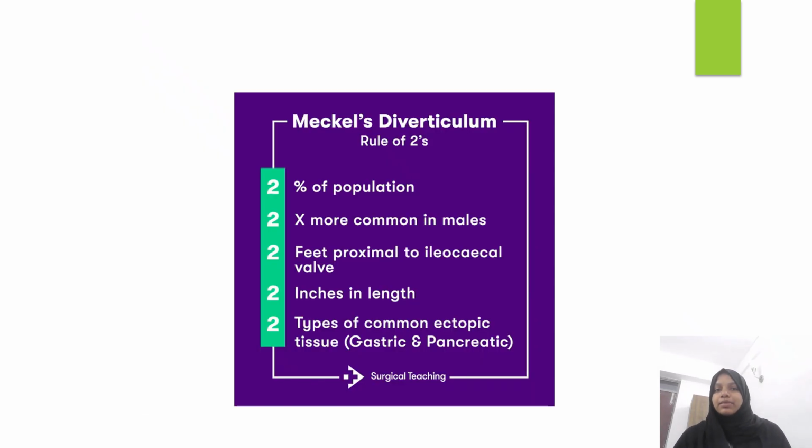Then we have Meckel's diverticulum, which was also in the option. So Meckel's diverticulum, there is a rule of 2. That means it is usually seen in 2% of population. It's 2 times more common in male, and it is 2 feet proximal to the ileocecal valve. It's 2 inches in length. And usually there are 2 types of common ectopic tissue found in the Meckel's diverticulum. One is the gastric tissue and the other is the pancreatic tissue. Okay, that is it.